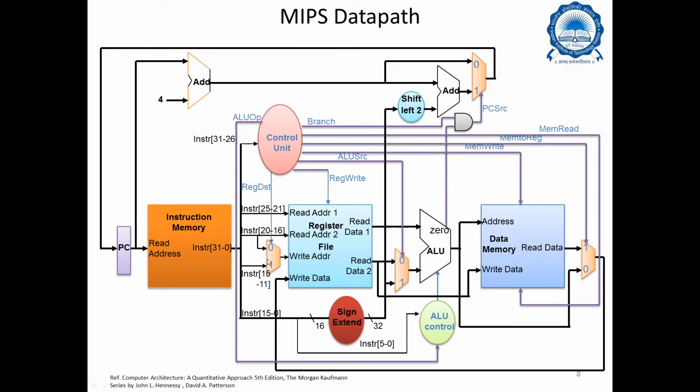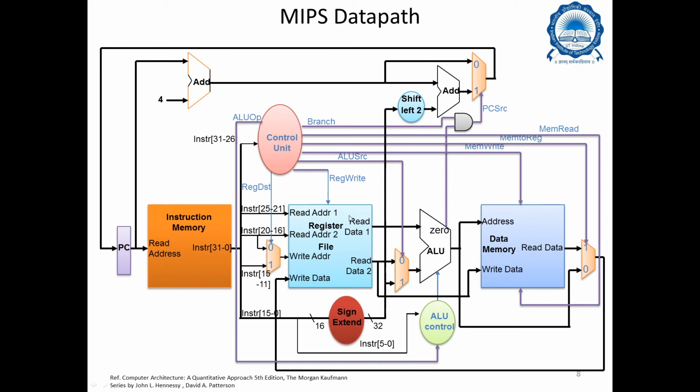So the multiplexer of the write register number can be the RD in case of R-type or RT in case of I-type. RD in case of R-type is 15 down to 11 from the instruction format, while it is 20 down to 16 in case of I-type format, because it is reflecting the RT field. That's why we have a multiplexer here. So these three are clear. Now let us move further.